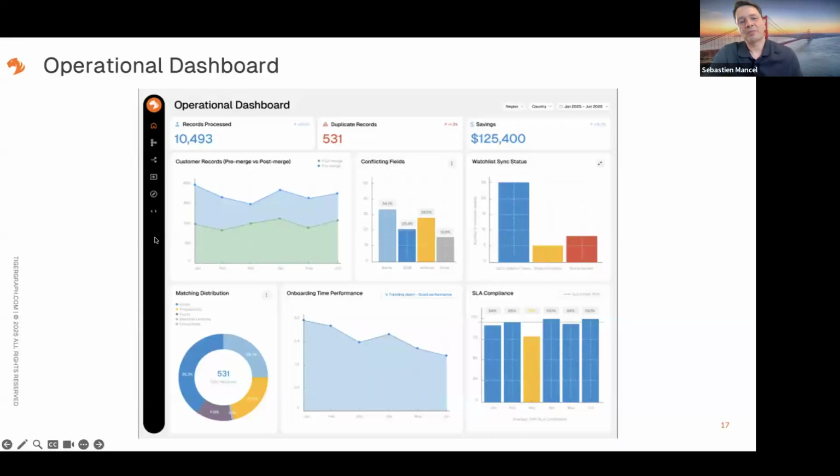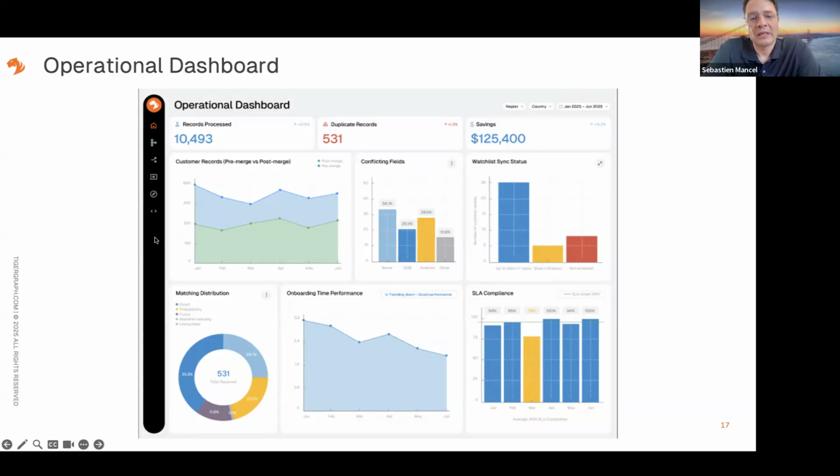So this slide shows an example of what an operational dashboard can look like when powered by TigerGraph. And the purpose isn't just to resolve entities, right? It's to provide visibility and measurable outcomes. And a dashboard like this illustrates the kind of metrics and insights that our customers track every day. So you can see the basics, like number of records processed and duplicate records resolved, but also the business impact, right, which is represented as dollar savings.